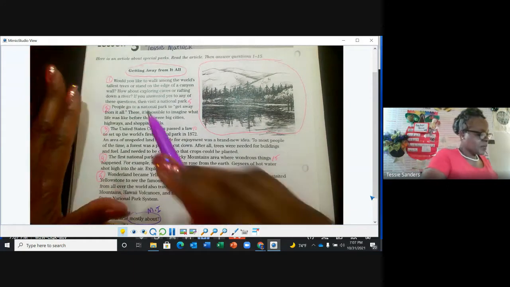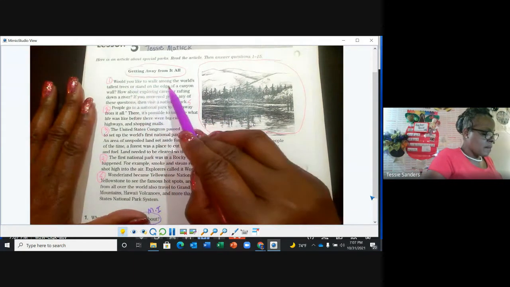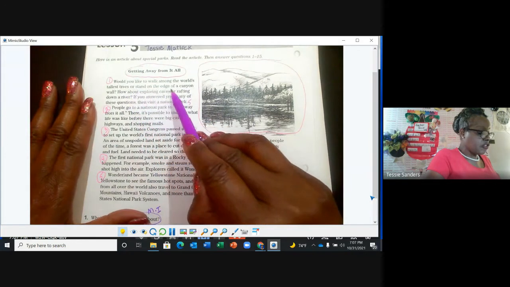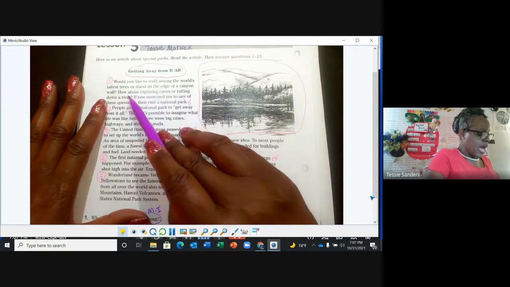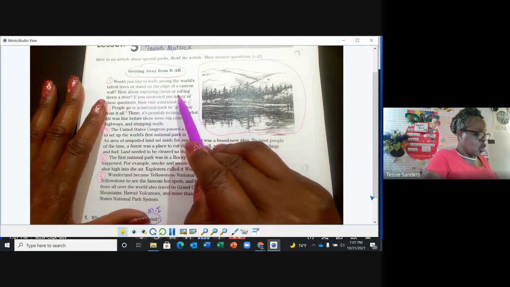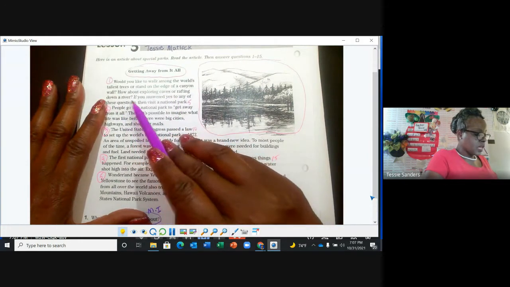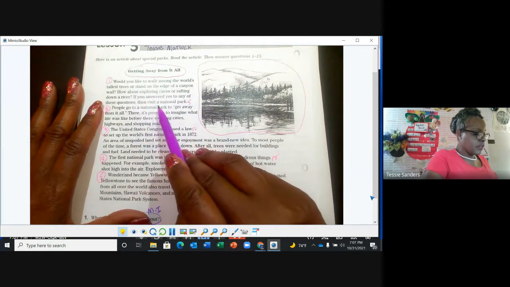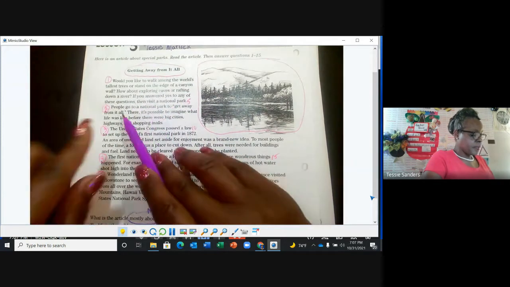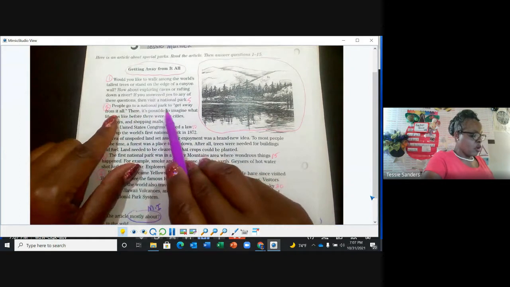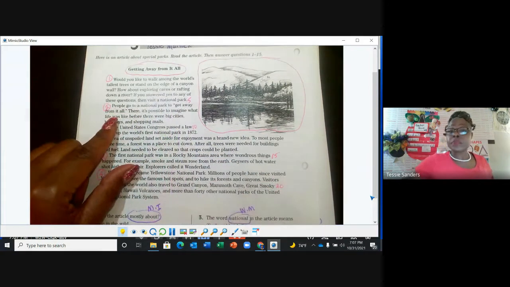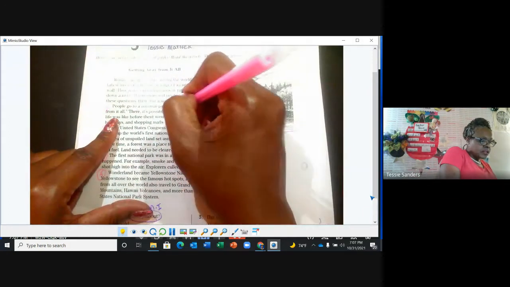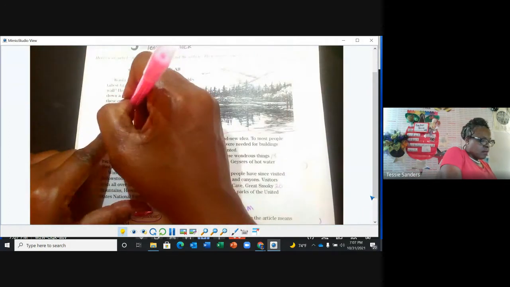Let's go. Would you like to walk among the world's tallest trees or stand on the edge of a canyon wall? How about exploring caves or rafting down a river? If you answered yes to any of these questions, then visit a national park. People go to a national park to get away from it all. Stop right there. Put a box around get away from it all.